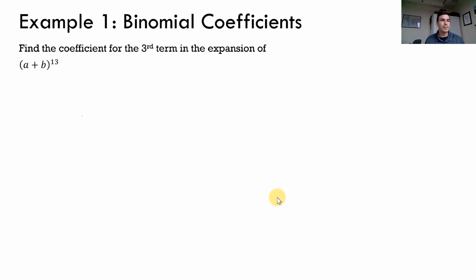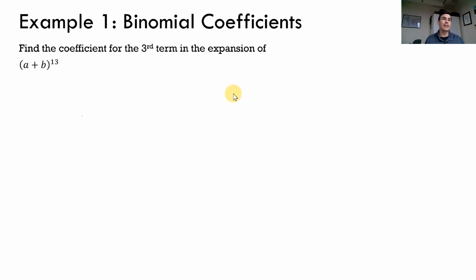Okay, so let's hop into some examples here. Find the coefficient of the third term in the expansion of a plus b raised to the 13th power. Now, you could go ahead and write out Pascal's triangle for this whole thing, but doing 13 rows, or really 14 rows, of that is going to be quite a bit of work.